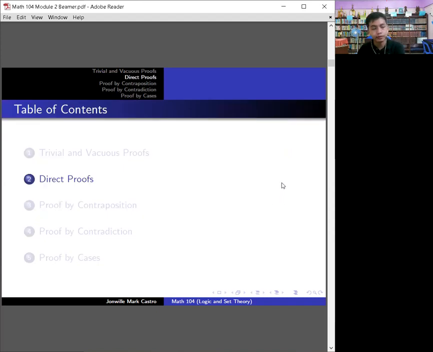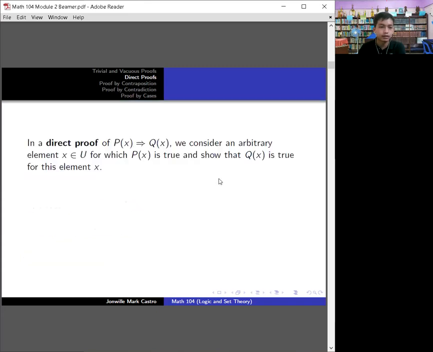So yung direct proof, na-discuss na natin to nung last. Mag-start ka sa hypothesis, then mag-arrive ka sa conclusion. Okay? So in a direct proof of P of X implies Q of X, we consider an arbitrary element X in the universal set for which P of X is true and show that Q of X is true for this element X. Okay.